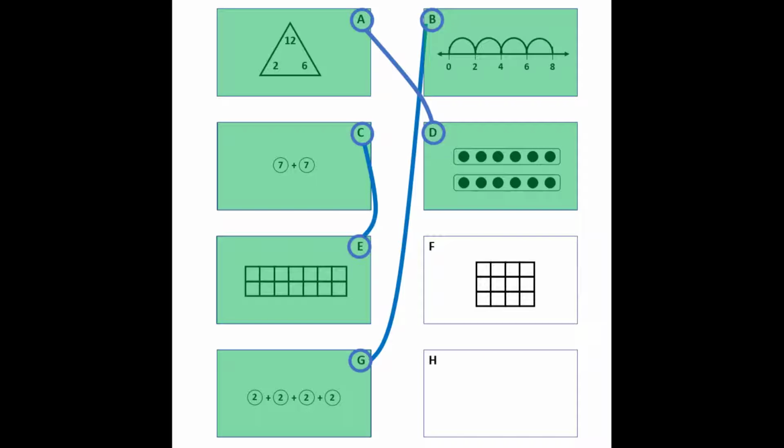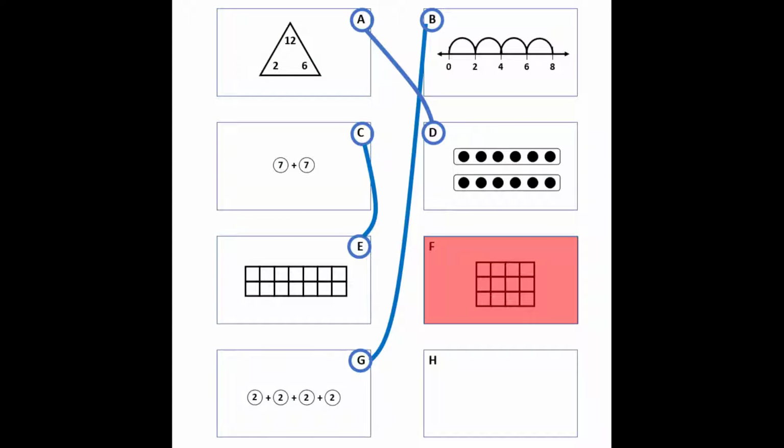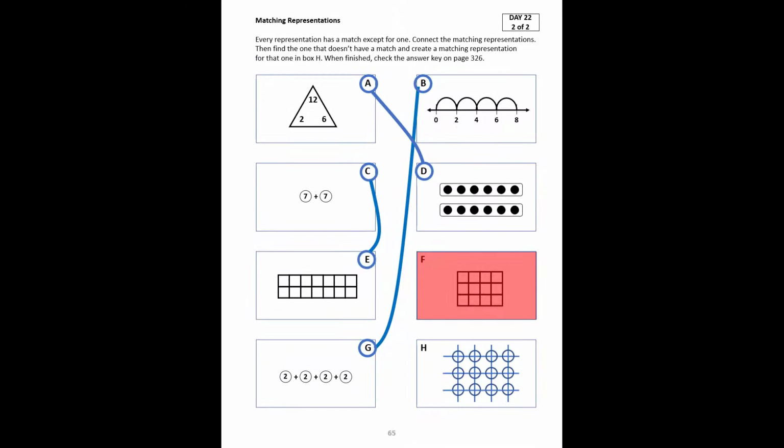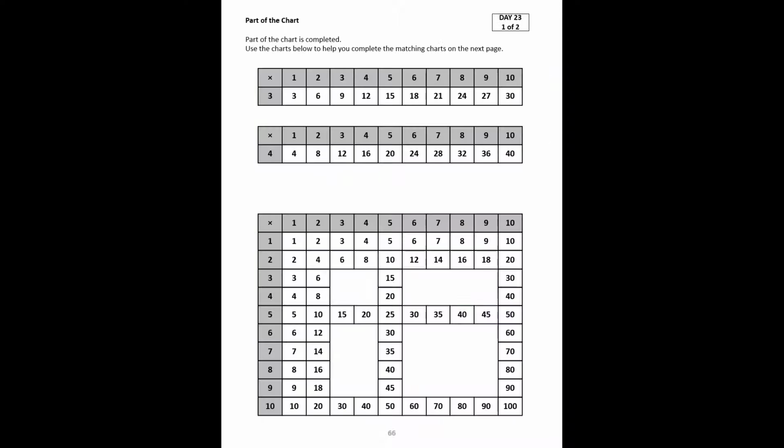And finally, there's this representation which does not have a match, and that's on purpose so that students can create their own match in the last box. So let me draw 3 groups of 4, and this would be a connecting representation. On the matching representations page, there is always one that doesn't connect to the rest so that students can create their own matching representation. Day 3 also features 2 pages, and it's called Part of the Chart.